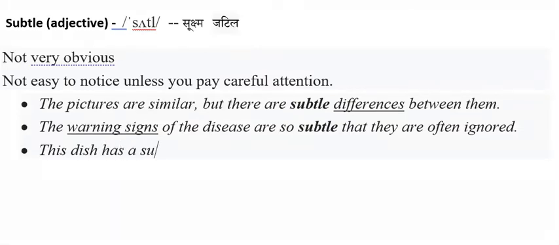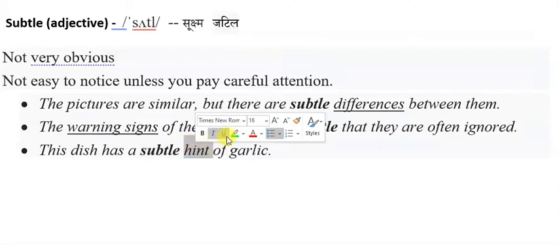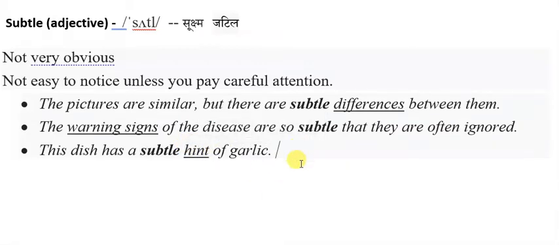Okay, so this dish has a subtle hint of garlic. Okay, so subtle is again an adjective here, and hint means it's just a touch of the garlic, not that we exactly put the garlic in the dish. There is a very small amount which gives just the taste, otherwise there is nothing else.